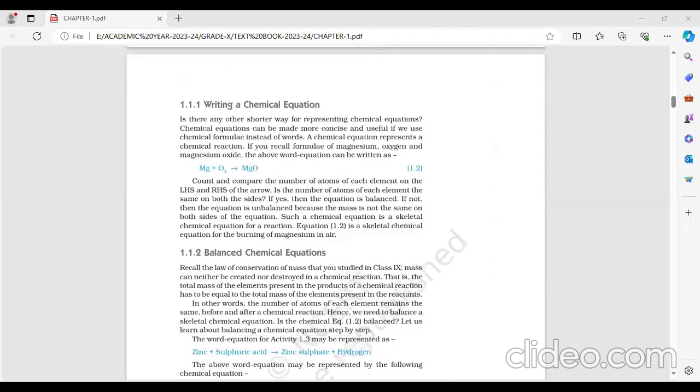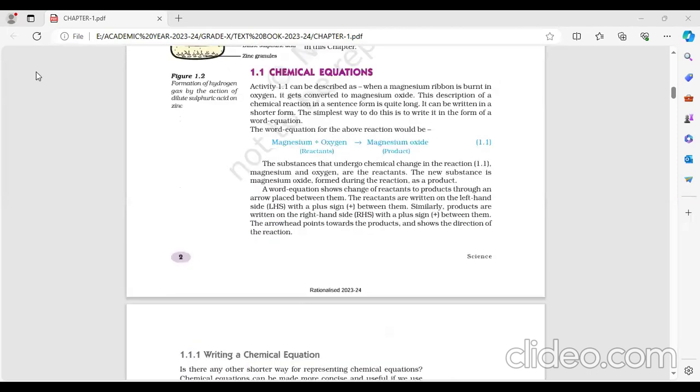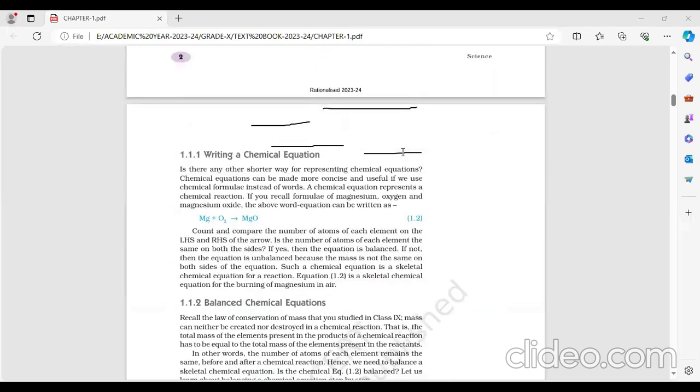Now, writing a chemical equation. So how to write a chemical equation? See, first he is talking about the sentence. The sentence is quite long. After the sentence, a short form, writing the word equation. This is also long when you compare. So finally, I try to make it in a much shorter method, by using the symbols of a chemical equation.